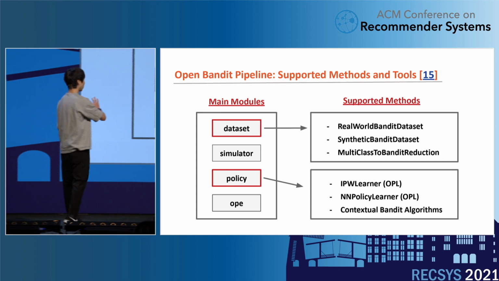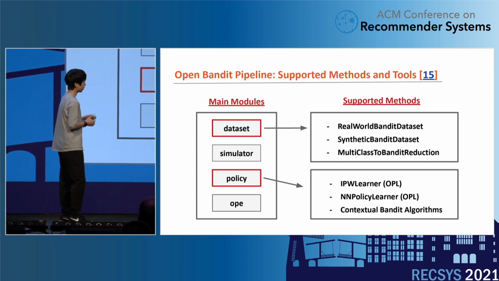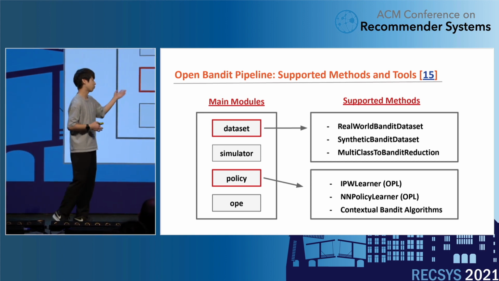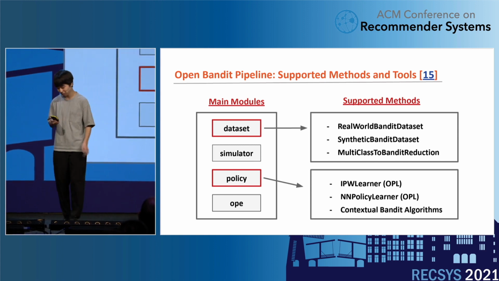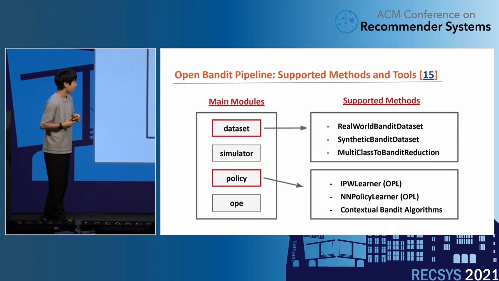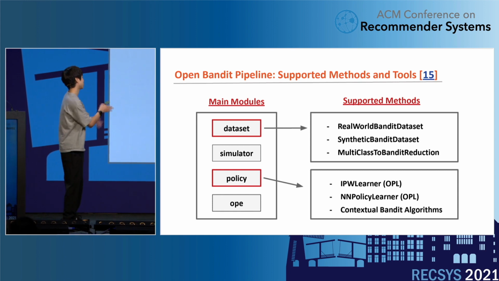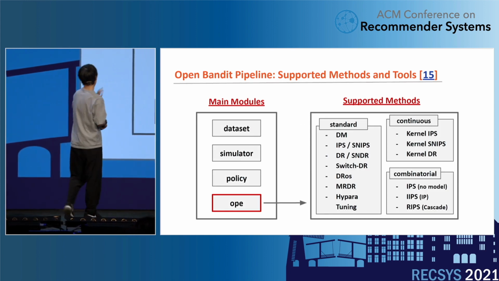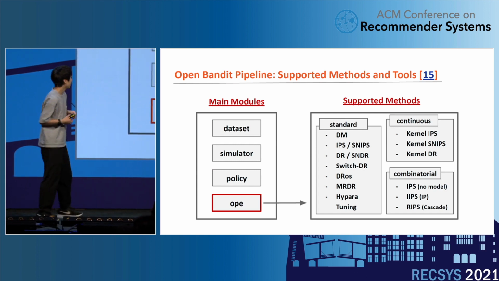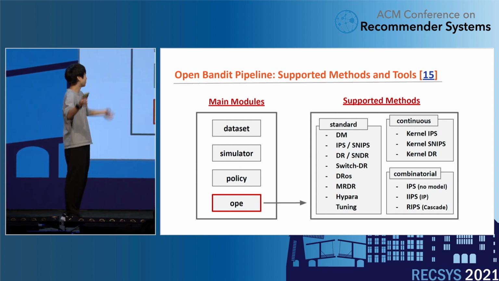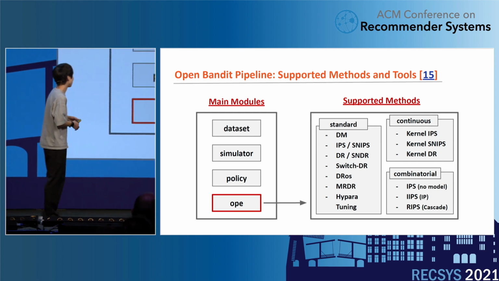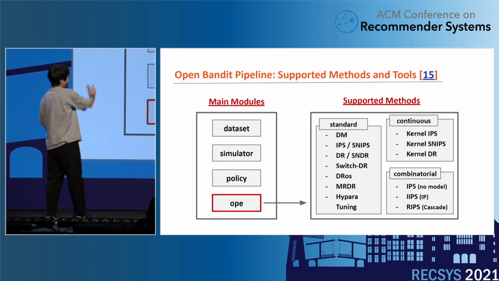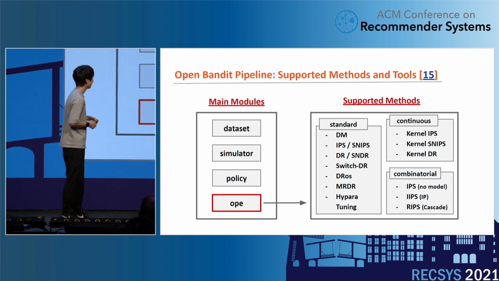There are also actually online contextual bandit algorithms implemented in this package, including UCB, Thompson sampling, and epsilon greedy. But our main focus is the offline side, or batch learning or evaluation side. The main package and the main module is off-policy evaluation, of course. We cover literally a wide range of existing estimators, including the direct method, IPS, self-normalized ones, doubly robust, of course.